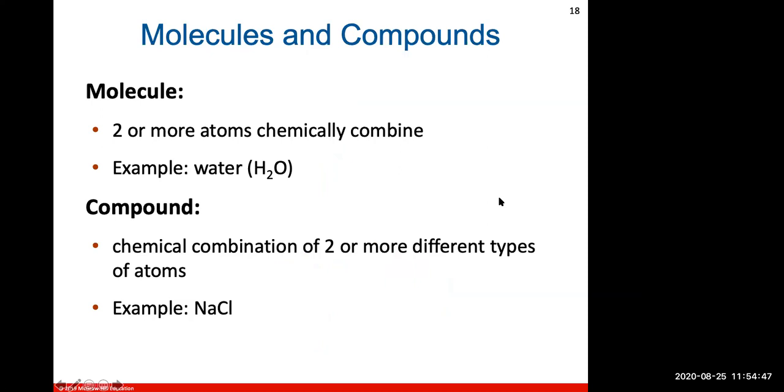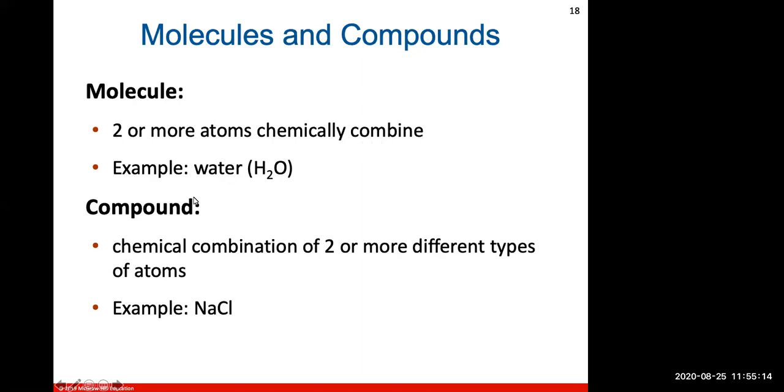I've kind of referenced these, the word molecule and the word compound. But what is a molecule? A molecule is whenever you combine 2 or more atoms together. An example of this is water, H2O. The oxygen that you breathe is O2. It's 2 oxygens bound together. So a molecule is just 2 or more atoms chemically combined.